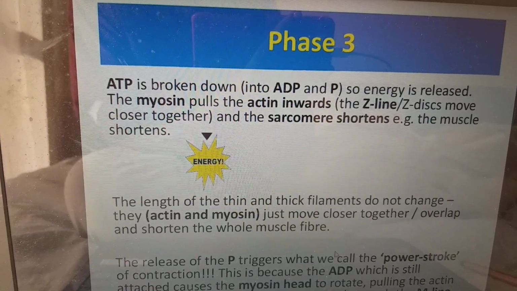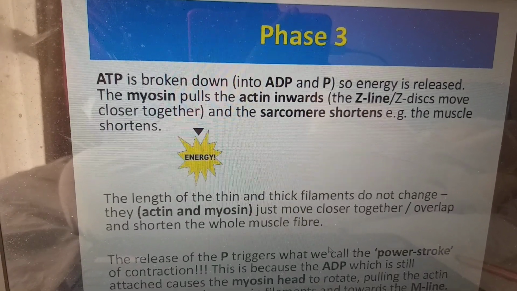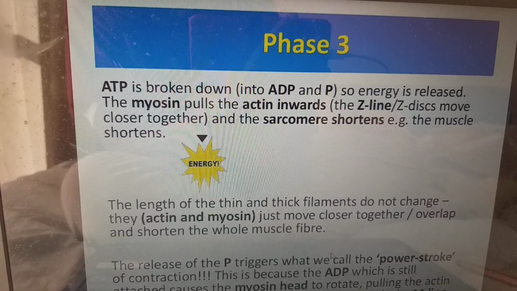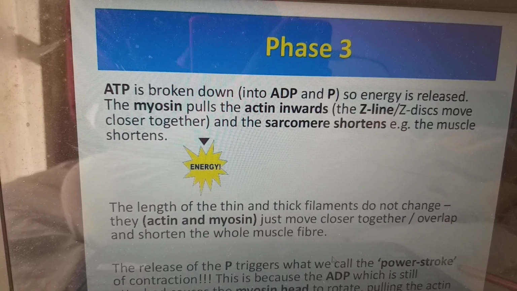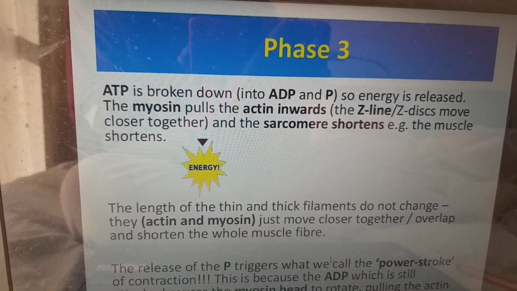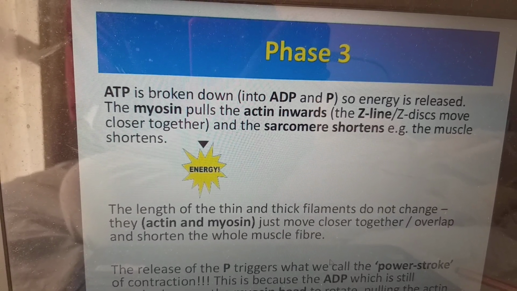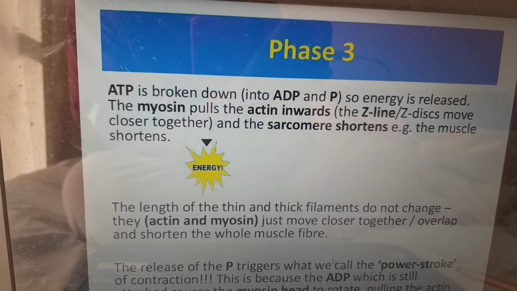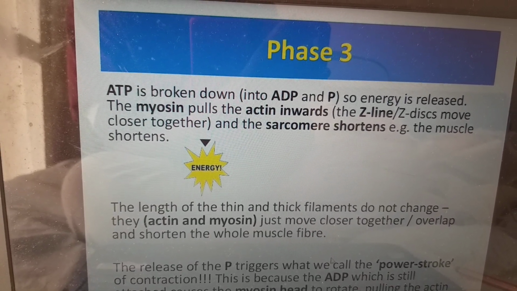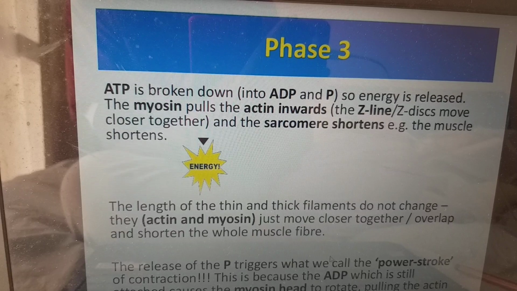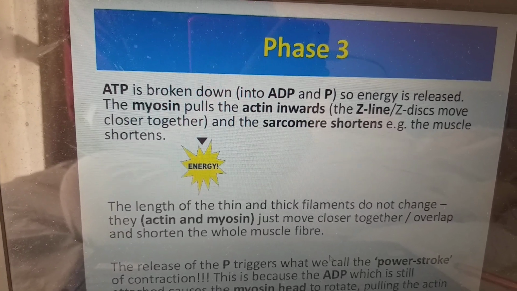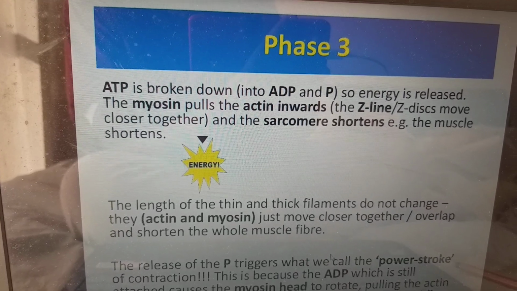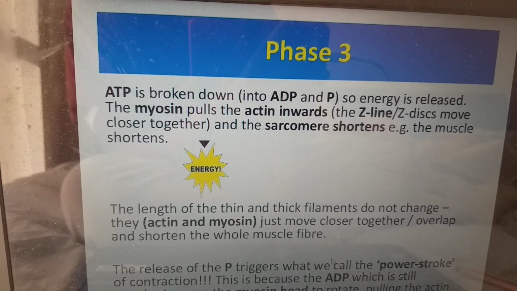Next, phase 3. Now what happens? The sticking is completed with the calcium. Now for the movement we need ATP. ATP is broken down into ADP and Pi, so the energy is released. This causes the myosin to pull the actin inward. The Z line or the Z disc moves closer together, and the sarcomere shortens. That is nothing but the muscle shortening, the muscle contraction.